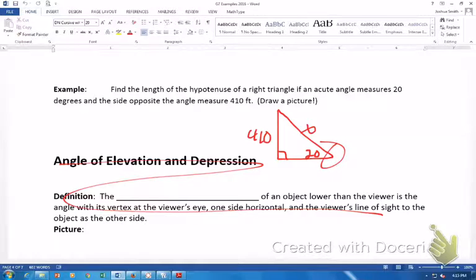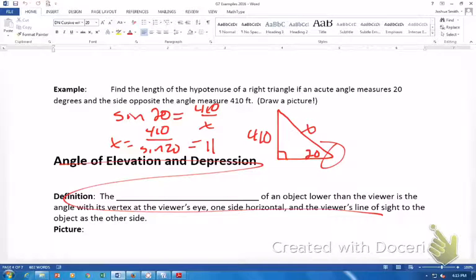So I know the angle. I know opposite and hypotenuse. Sine is the one that uses opposite and hypotenuse. So we write the equation. It's opposite over hypotenuse. I'm going to switch the x and the sine 20 since x is down low. And divide 410 by sine of 20, which is 1198.8. Okay?